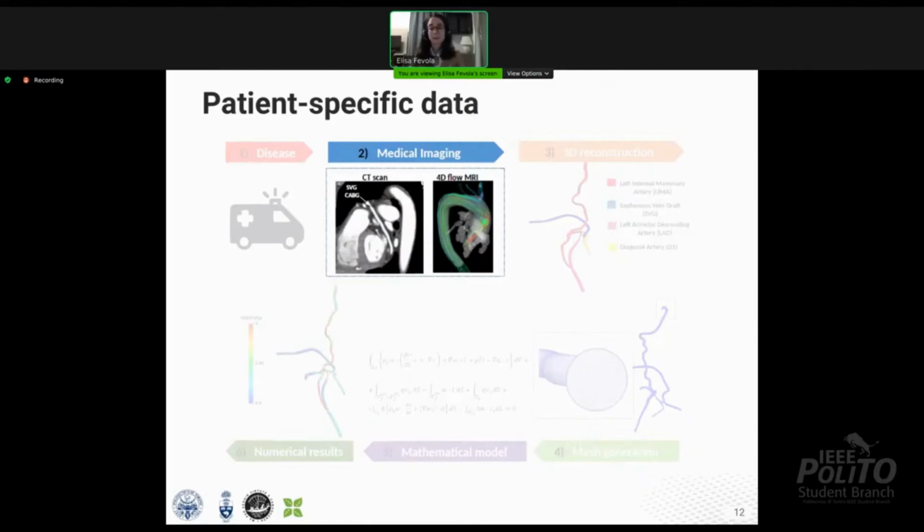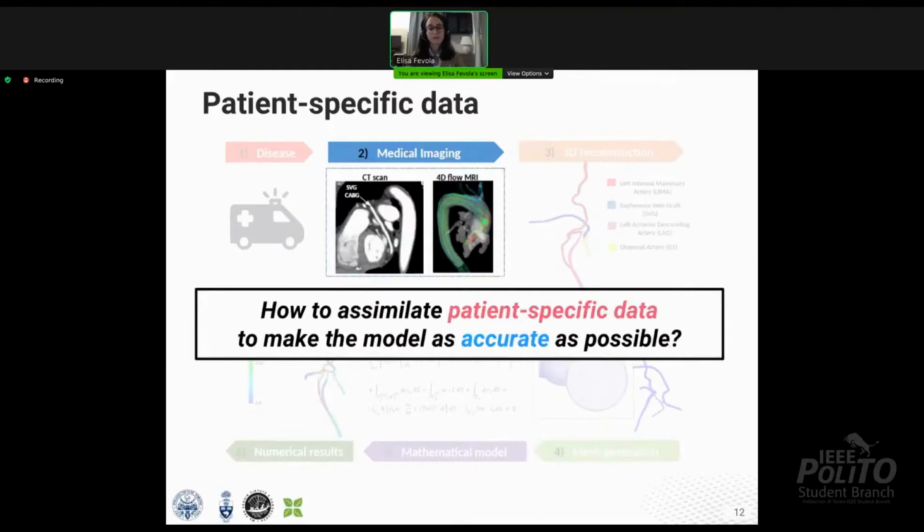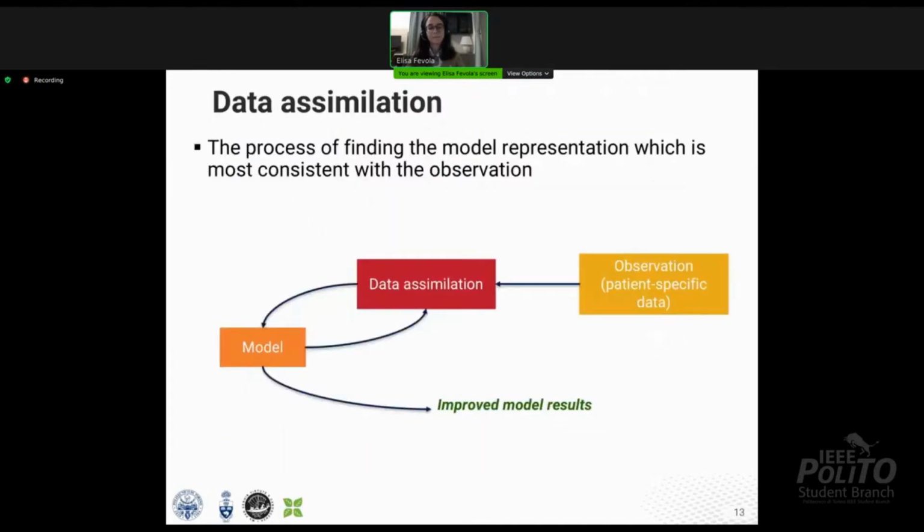This is a lot of powerful information that we would like to introduce into our mathematical model to make it as close as possible to what's really happening inside our patient. So our second question is, how can we assimilate those patient-specific data into our model to make it as accurate as possible? And this problem is taken care of by a whole mathematical branch that is called data assimilation.